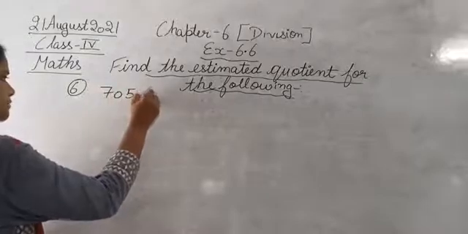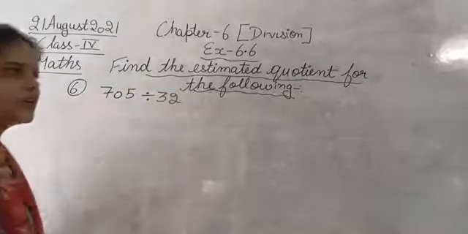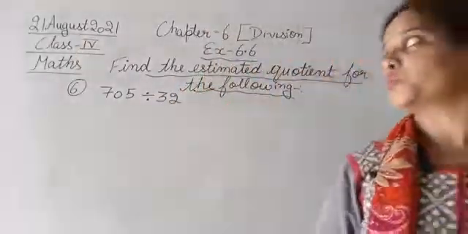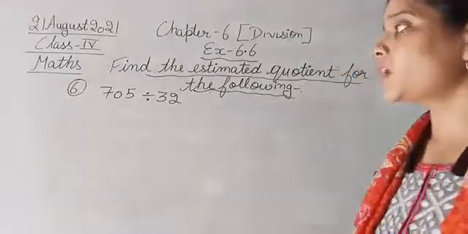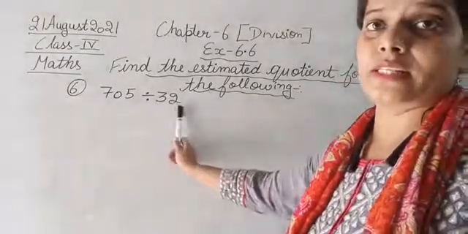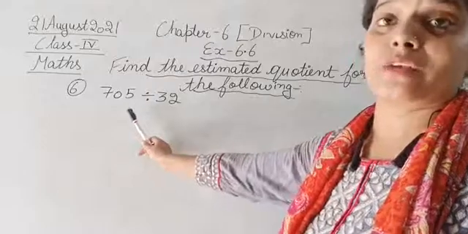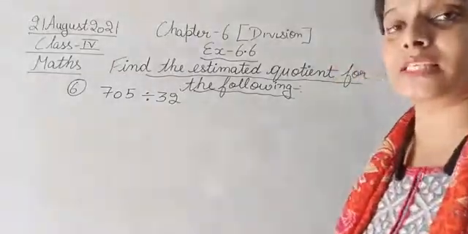705 divided by 32. 705 divided by 32. So as you can see, class, this is a 3-digit number, this is a 2-digit number. So that means in 705 the highest place value is 100, whereas in 32 the highest place value is 10.